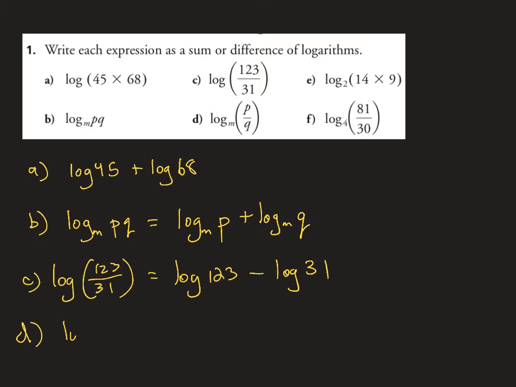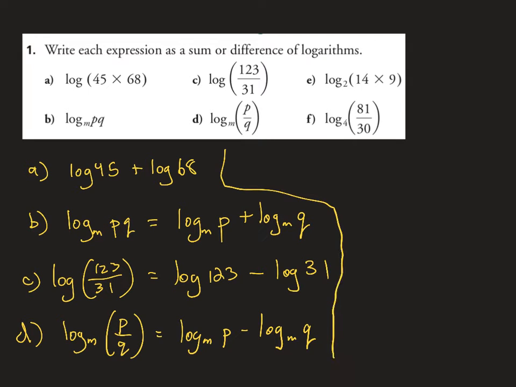Part D, log base m of p over q is log base m of p minus the log base m of q. If this isn't making sense to you, go back to my video, please. And if it's still not making sense to you, then you need to write me an email. All right, part E, log base 2 of 14 times 9. When I say go back to my video, I mean specifically the video I did explaining the laws of logarithms. So that's going to be log base 2 of 14 plus the log base 2 of 9.